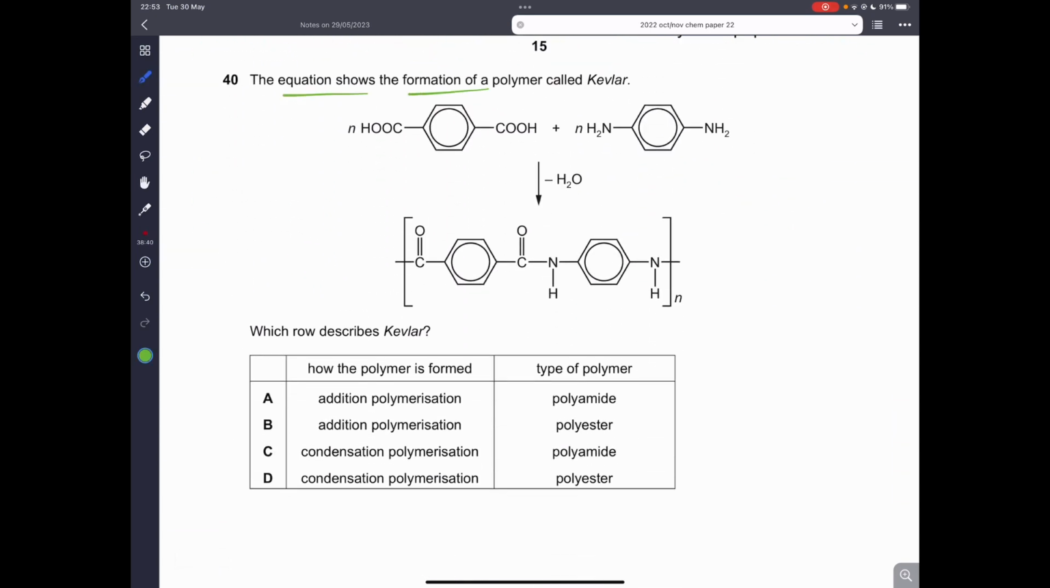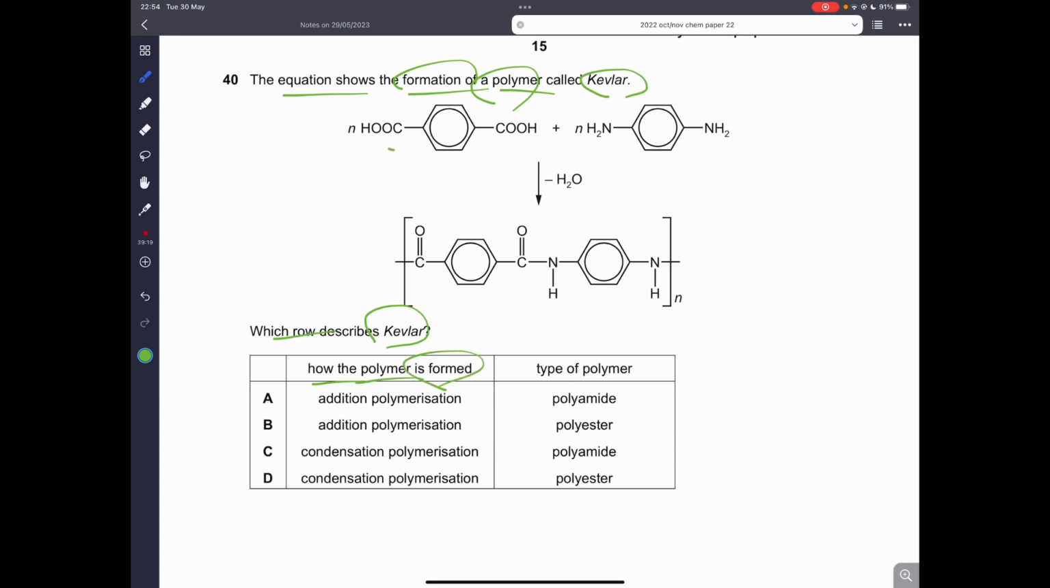40. The equation shows the formation of a polymer called Kevlar. Okay, which will describe Kevlar. And while you might be looking at this diagram and saying, "Oh no, look at the diagrams. It has these hexagonal ring structures, and we haven't learned those things in the syllabus," the thing is, you can actually solve this if you just know the concept. So the question is asking about polymer and not about the skeletal formula, which you will not learn at the IGCSE level, but you will learn them at the A level. But besides that, let's focus on the question.